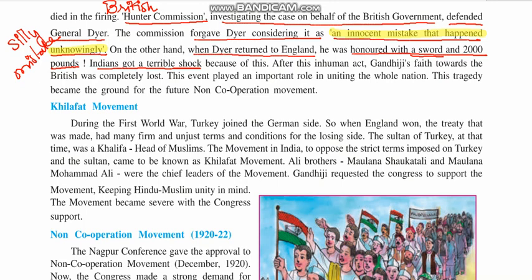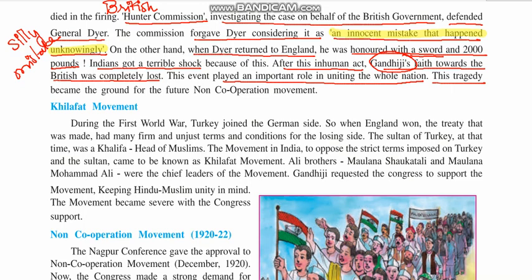Indians got a terrible shock because of this. After this inhuman act, Gandhiji's faith in the Britishers was completely lost. Now Gandhiji was a promoter of the Britishers. He said that Britishers are civilized people, so they will understand, and that's why he would deal with them in his own way. But after this incident, Gandhiji lost his faith in the Britishers completely. This event played an important role in uniting the whole nation, so it had some positive effect also. The whole nation was united after this particular incident.